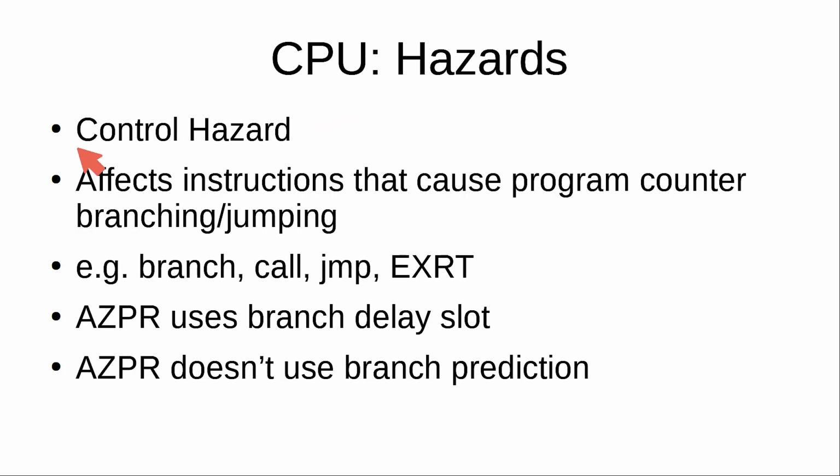Let's move on to the third type of CPU hazard, which is the control hazard. This hazard affects instructions that cause program counter branching or jumping, for example the instructions branch, call, jump, or return from an exception. All of these instructions will cause the jumping of the program counter. In our processor, we don't use any fancy branch prediction algorithm. We simply put a branch delay slot. So let's see what a branch delay slot is.